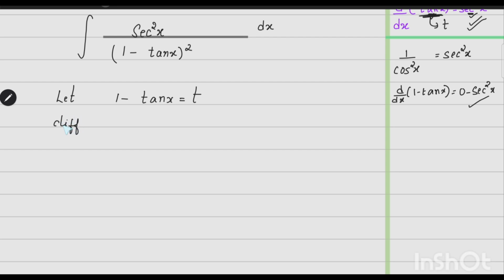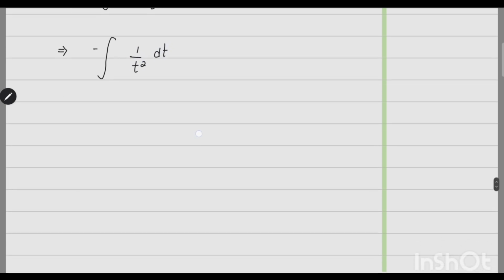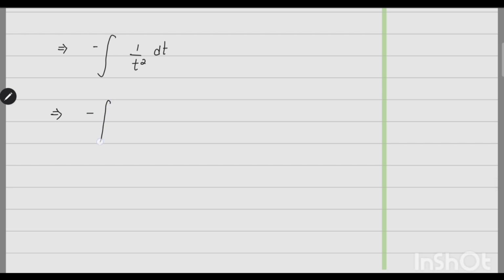Now let us differentiate with respect to x. So minus secant square x is equal to dt by dx. In the numerator we have secant square x dx, so you will get minus dt on the RHS. Now let us substitute. This implies the integral of minus dt divided by t square, which is minus the integral of 1 by t square with respect to t, which is minus the integral of t to the power minus 2 with respect to t.